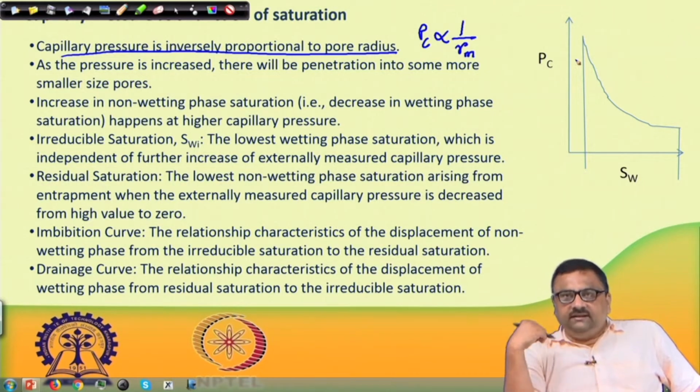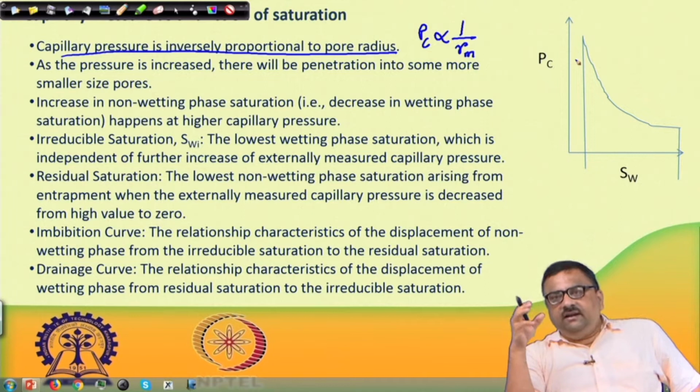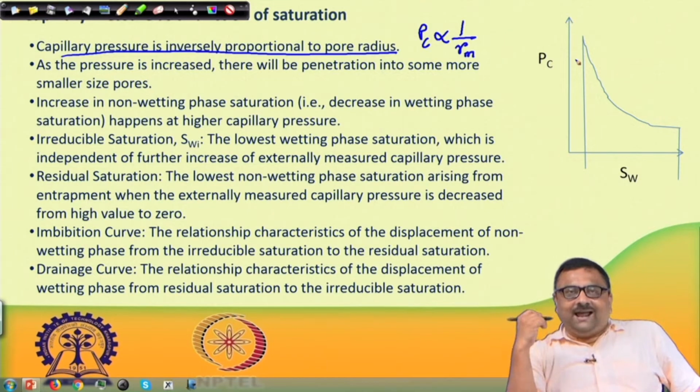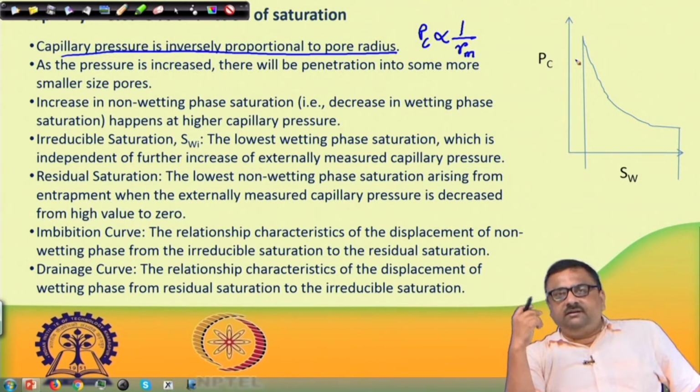What that means is that if there is a wetting phase inside the pore and the non-wetting phase pressure is gradually increased in the system. So, I have a system of pores, several pores, and let us say to begin with they are all filled with wetting phase, and then the non-wetting phase pressure is increased gradually. Then as the pressure is increased, there will be penetration into some more smaller size pores. We have already seen that the penetration will take place first in the largest pore.